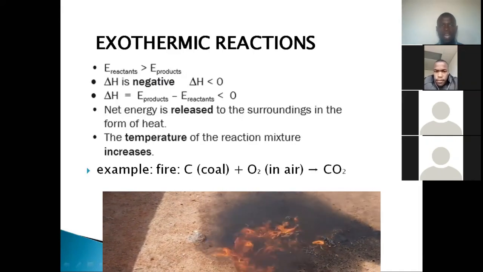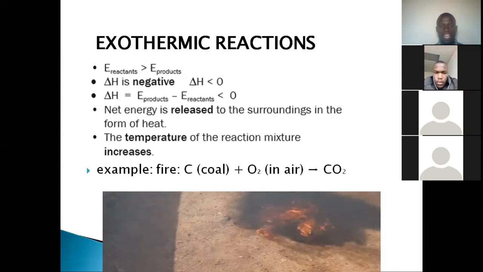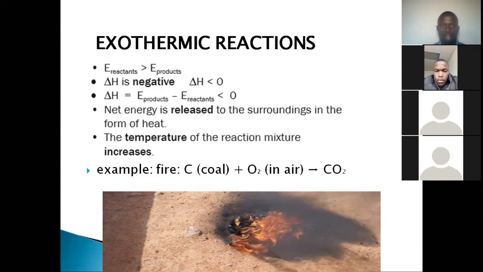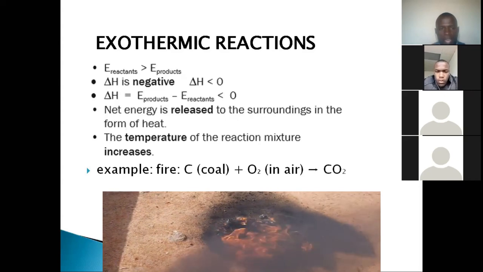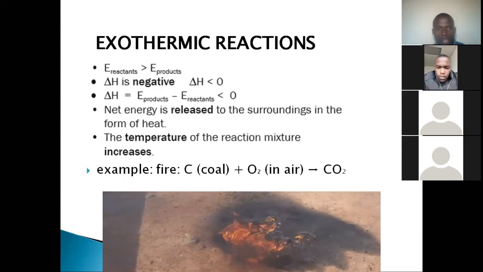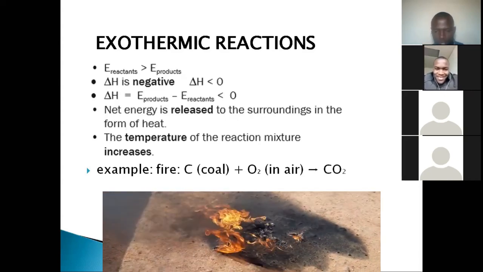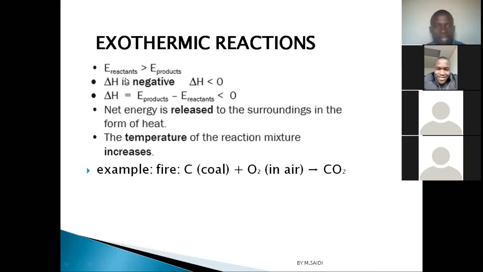Hence, the reaction becomes exo because energy has been released to the surrounding. So, delta H negative is always an exothermic reaction. I repeat, delta H, or change in enthalpy, whenever it is negative, we say that that reaction is exothermic.